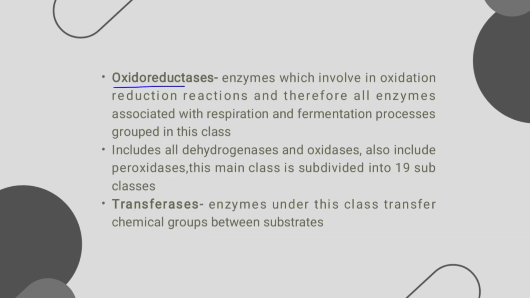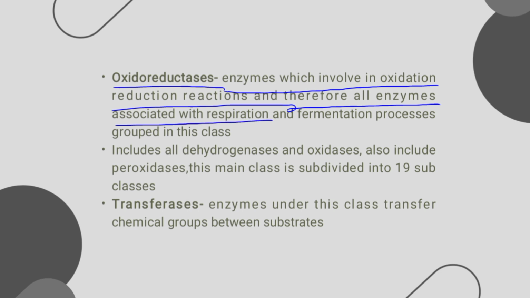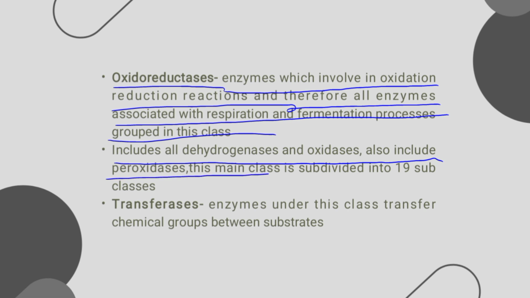First is oxidoreductases. These are the enzymes which are involved in oxidation reduction reactions, and therefore all enzymes associated with respiration and fermentation processes are grouped in this class. It includes all dehydrogenases and oxidases, and also includes peroxidases. This main class is subdivided into 19 subclasses.